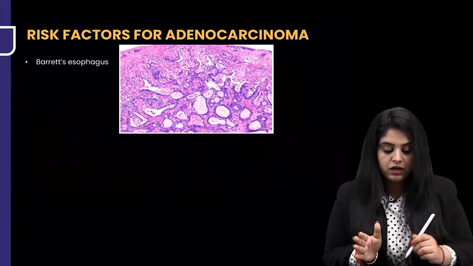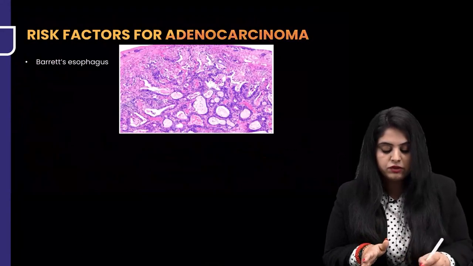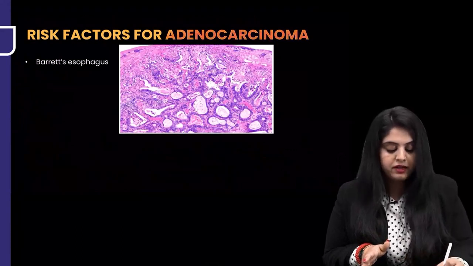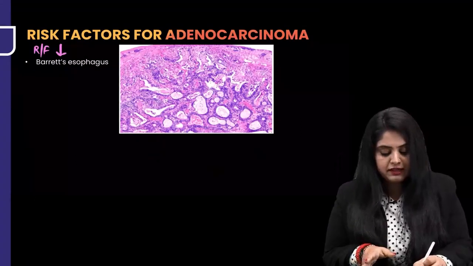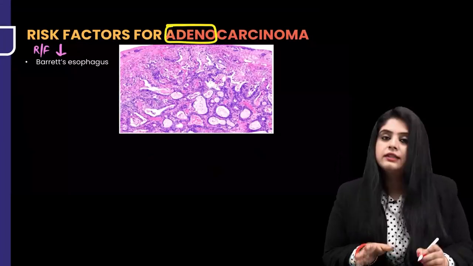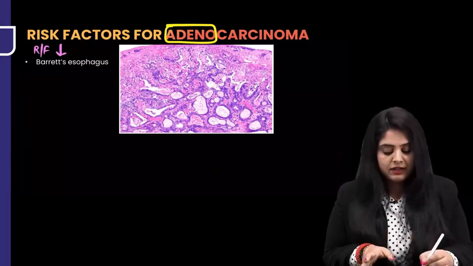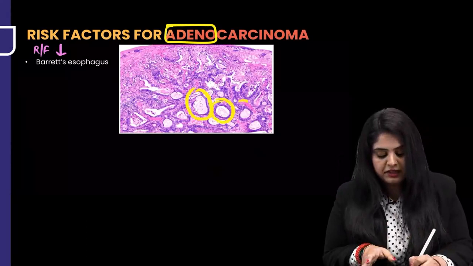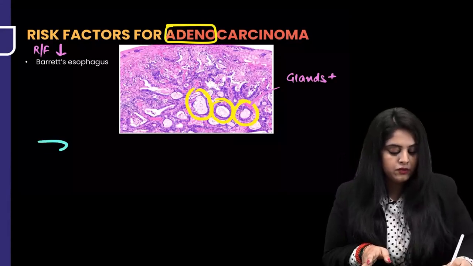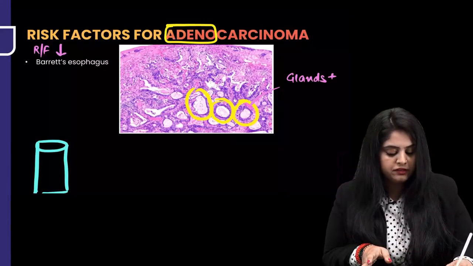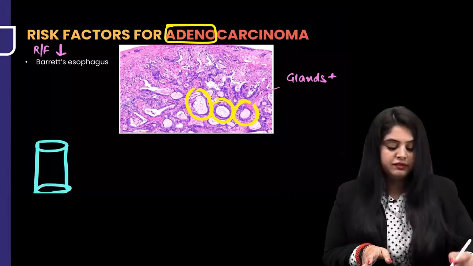What about adenocarcinoma? Adenocarcinoma, I've just told you, one of the most important risk factors is going to be Barrett's esophagus. Right, now we studied the metaplasia condition, and I know for a fact that whenever I read the word adeno, there is going to be glandular formation. So I can very well see that yes, there are lots and lots of glands that I see under the microscope.